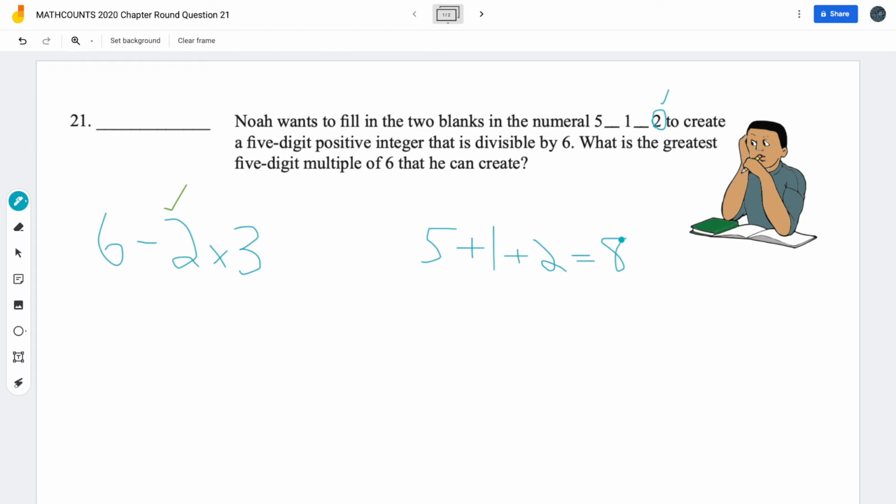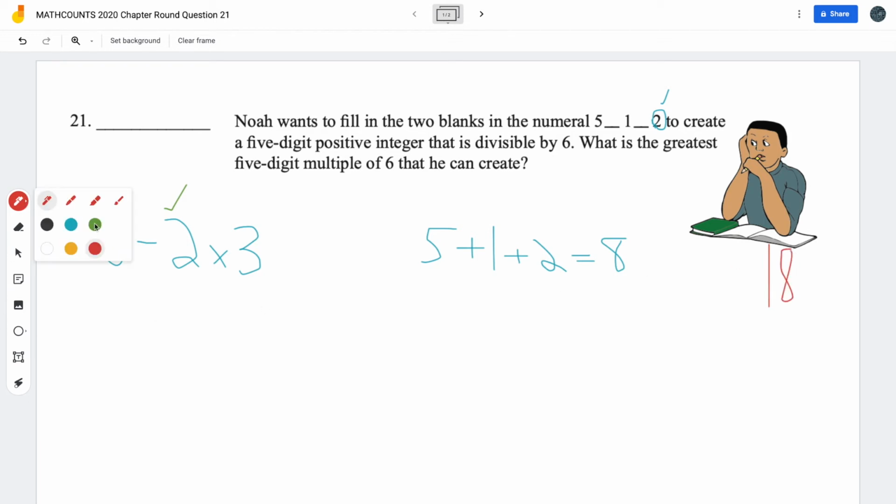What is the greatest number that the two blank digits can add up to? So first, what is the most one digit can be? The highest digit is 9. So ideally, the best number, if it works, would be 59192. And 9 plus 9 is 18. So we can't go over 18 with our subtraction. Just to keep that in mind.